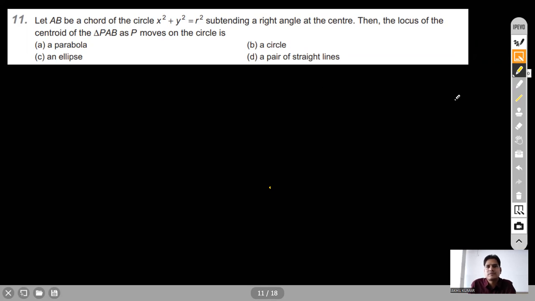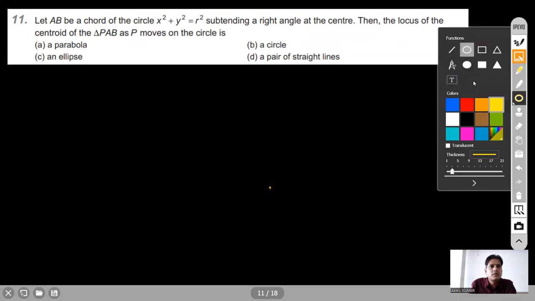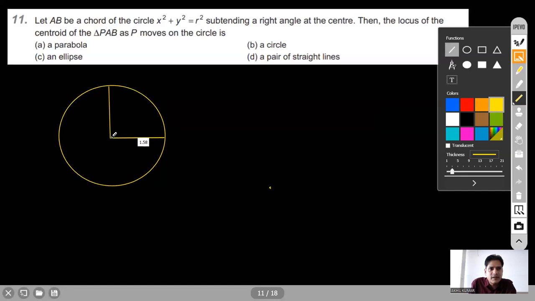Okay, let me draw what is given in the question. So the circle is there, and AB is one chord subtending a right angle at the center. So this is subtending a right angle.